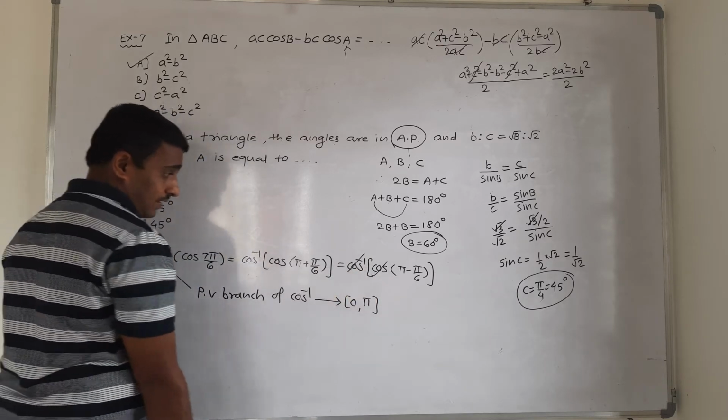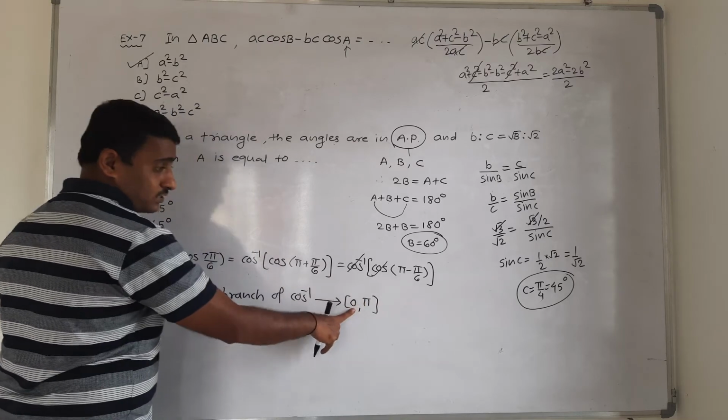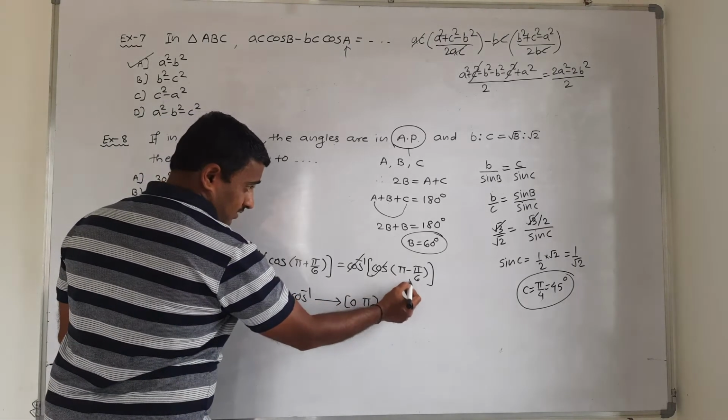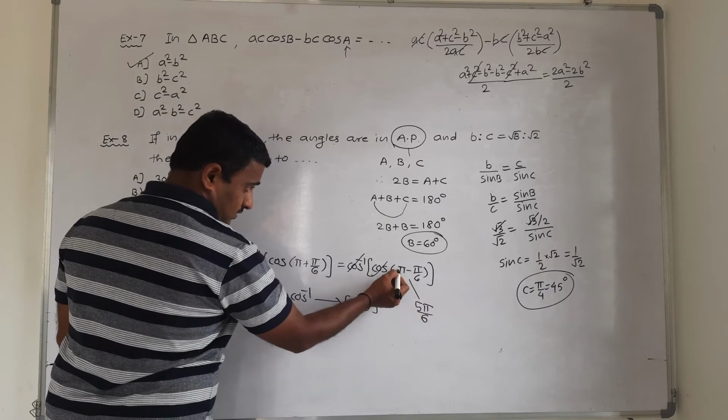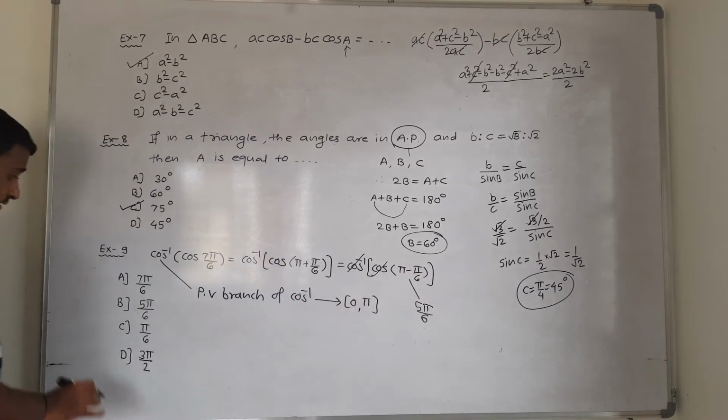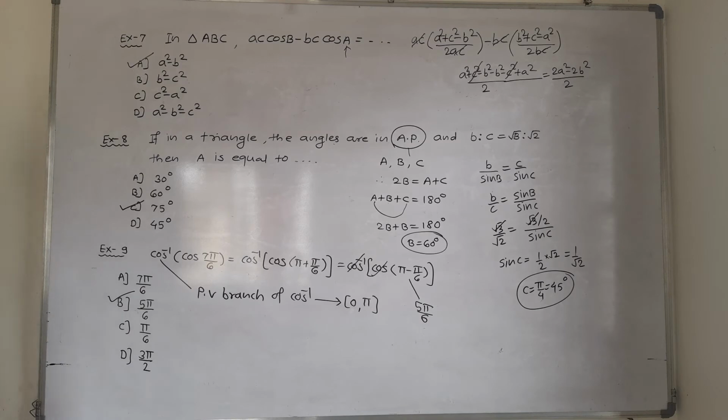Therefore cos inverse cos now cancels, because this value belongs to the principal value branch. And pi minus pi by 6, this calculation becomes 5 pi by 6. 6 pi minus pi, 5 pi upon 6. B option.